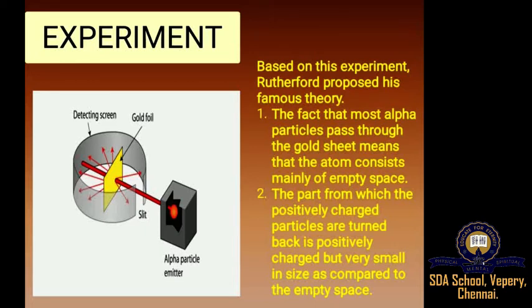So he concludes that the part from which the positively charged particles are turned back is positively charged but very small in size. This is very important. The positively charged part in the atom is very small in size when compared to the empty space, because most of the rays are traveling through the thin gold sheet. Only a few rays turn back from the sheet. So based on this experiment, he concludes these two things.